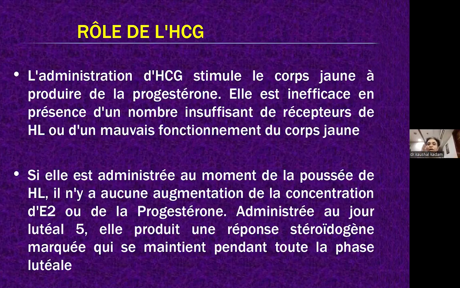So the administration of HCG stimulates the corpus luteum to produce progesterone. It is ineffective if there is an inadequate number of LH receptors or if the corpus luteum is malfunctioning. That is why, when HCG is given on day 5, when the corpus luteum is already formed and functioning, the HCG will produce a marked steroidogenic response, which helps to support the luteal phase.